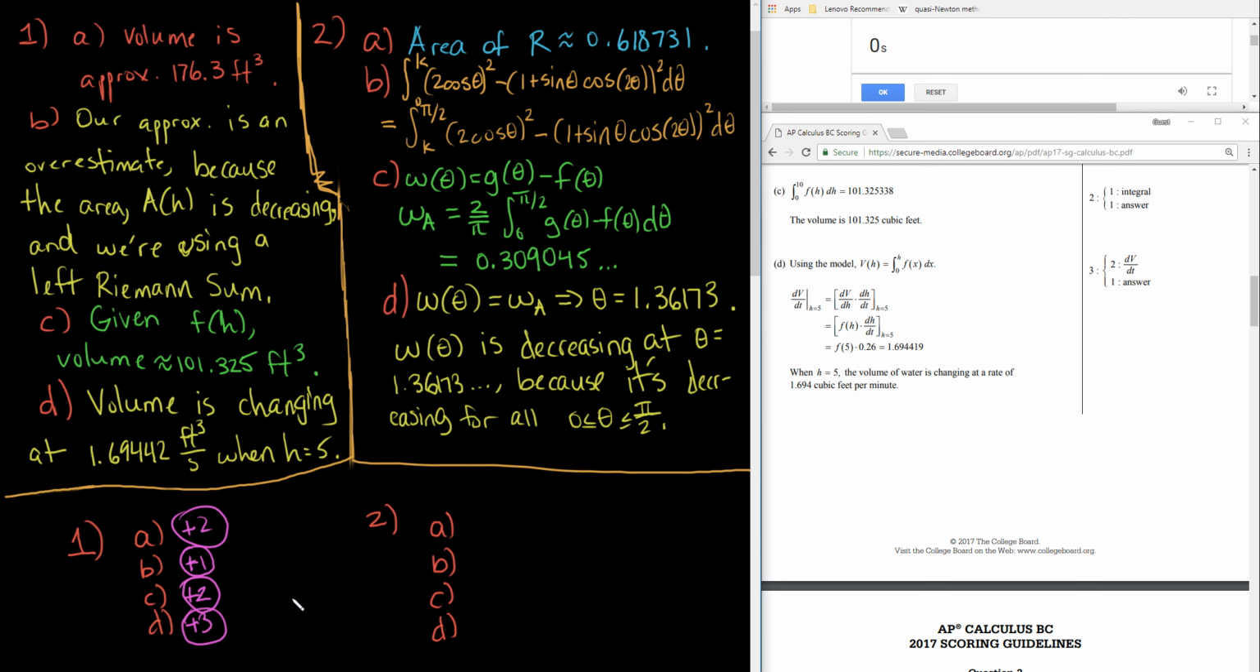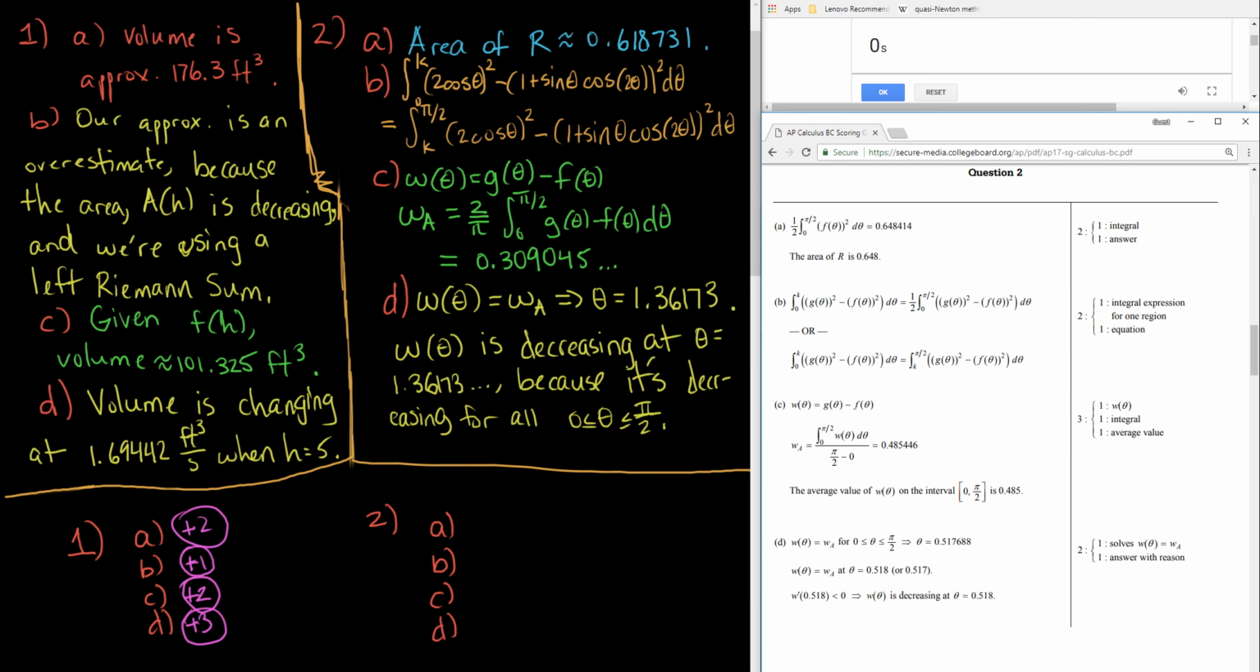And they say when h equals 5, the volume of water is changing at a rate of 1.694 cubic feet per minute. Yeah, that's perfectly good. Okay, so on to question 2. Question 1 went well. Question 2, I think, went equally well, but let's see.